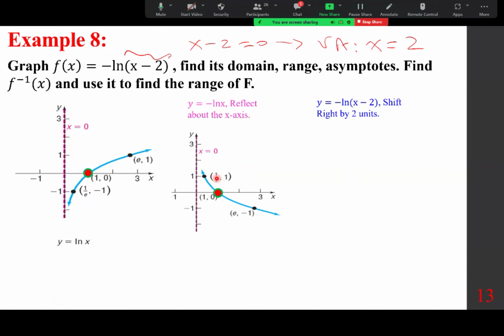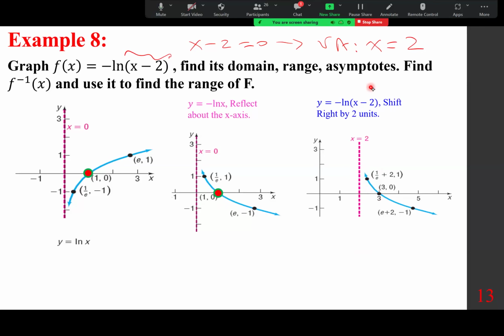So it's 1 over e is the exact answer, plus 2. Okay, 1 over e plus 2 comma 1. 1, 0 becomes 3, 0. And your vertical asymptote changes to x equals 2. So what do we have? This is the location of the new asymptote. And this is the location of a new x-intercept. So x-intercept located at 3, 0.